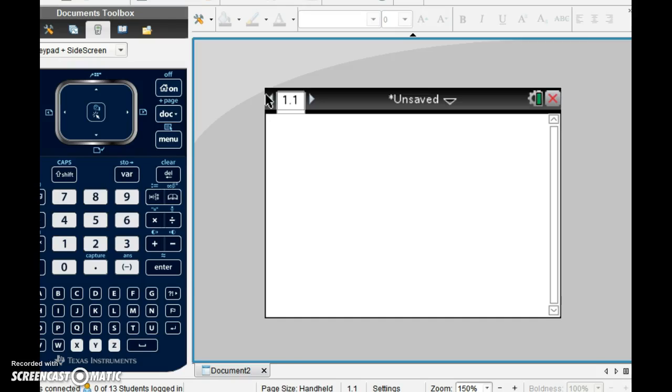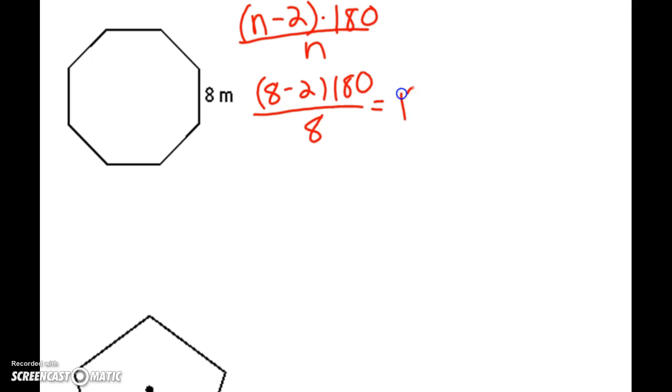I do 8 minus 2 times 180, then I divide it by 8. I end up getting that each angle has 135 degrees. So that means that this angle here would be 135. Now, again, I need the apothem, and the best way to do that is to draw in a right triangle. I know that this little piece is 4 because it has to be half of my side length.